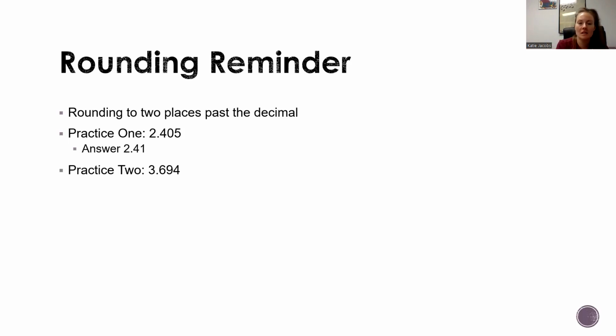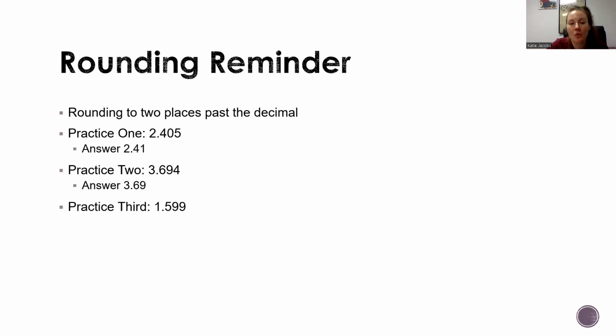All right, so then let's look at practice number 2. What if the number was 3.694? What would we round that to? If you said 3.69, you are correct. Remember, if the third place past the decimal is underneath 5, we keep the place 2 past the decimal the same.